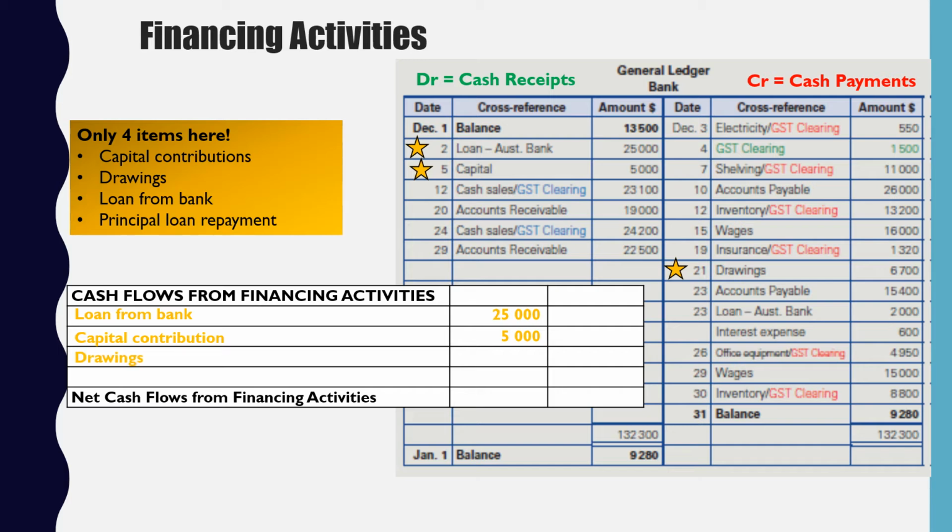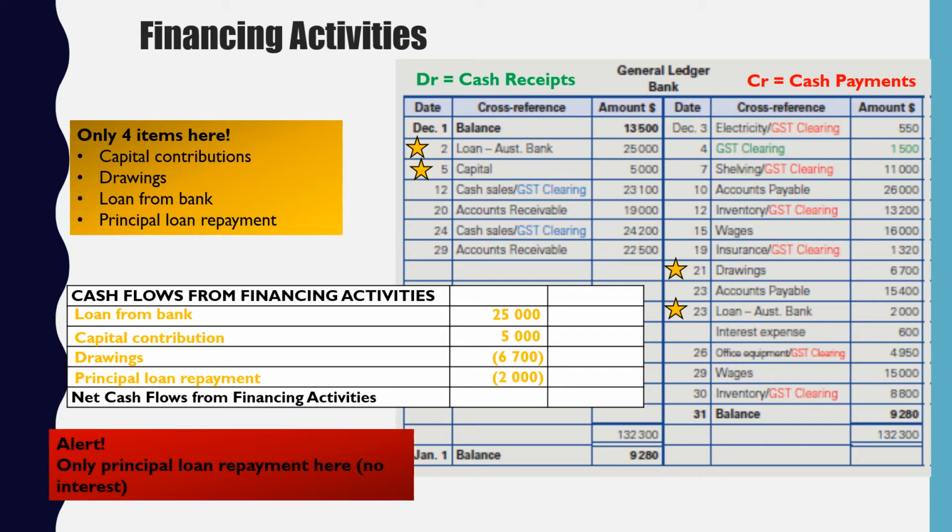This is a financing activity. But because this is a cash payment, we write the amount $6,700 with brackets. We have here another transaction on the 23rd of December where there was a repayment for a loan amount to Ost Bank. This is also a financing activity, and here I have reported it under financing activities as a principal loan repayment of $2,000 written in brackets.